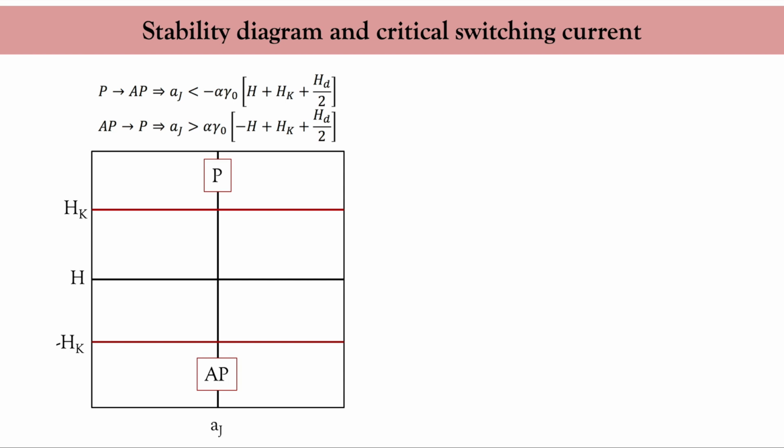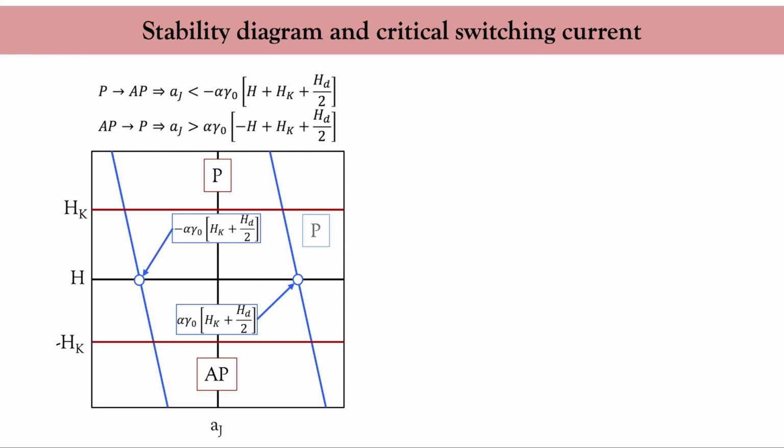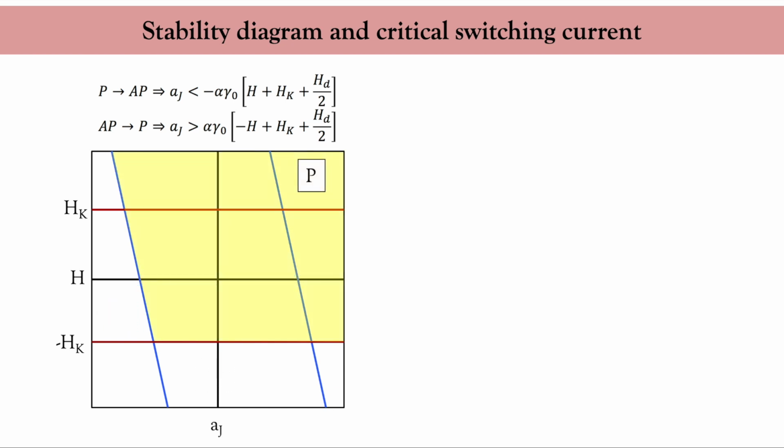Now I draw the boundaries determined by the critical current. Again, on the right side, the only stable configuration is the parallel one, whereas on the left side, I get the anti-parallel configuration. So in summary, in the yellow region, the parallel state is stable, while in the red region, the anti-parallel state is stable. In the middle of the diagram, the yellow and red regions overlap, resulting in a bistable magnetic phase.